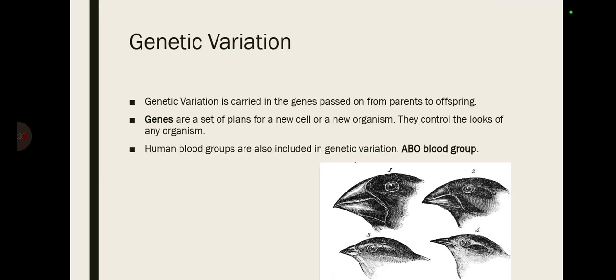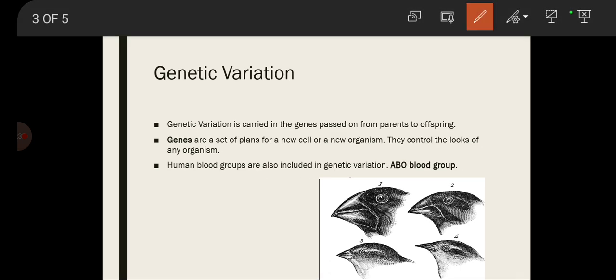Next up is genetic variation. First of all, we're going to be discussing one of the types of variation, which is genetic variation. Genetic variation is carried in the genes passed on from parents to offspring. Keeping this in mind, you might have noticed this word gene. So what is the meaning of this word?